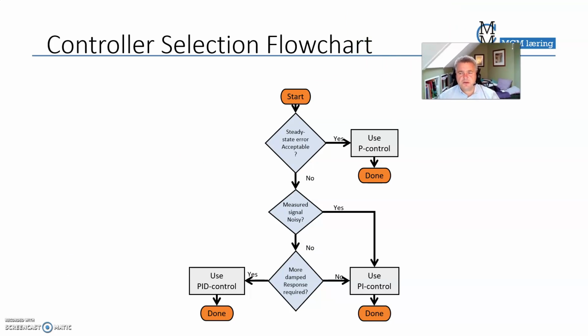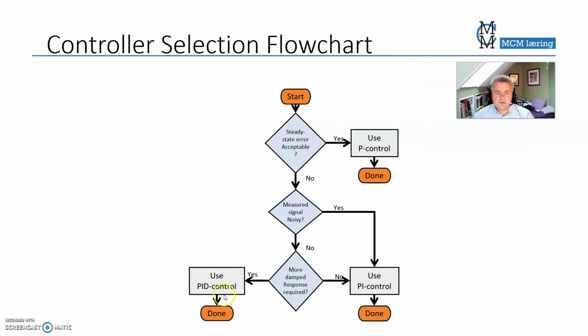This flow chart is quite important. Which controller should you select? You have actually 3 options. You have P control alone, you have PI control, and PID. You never use PD, so you have P, PI, or PID. Do you accept a steady state error? If you do, you can use P control alone, which would actually mean that you set the integral part and the derivative part to 0.